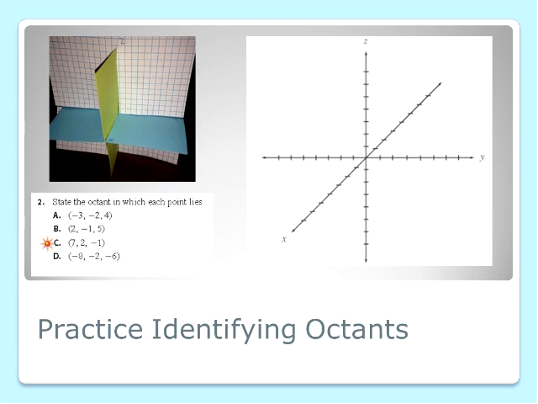Okay, so state the octant in which each point lies, right here. And so what we're going to do, we're actually going to start with C because it's got positive numbers, so it's a little easier to visualize. And I'm going to walk you through this one, and then you guys are going to practice a couple on your own, all right?